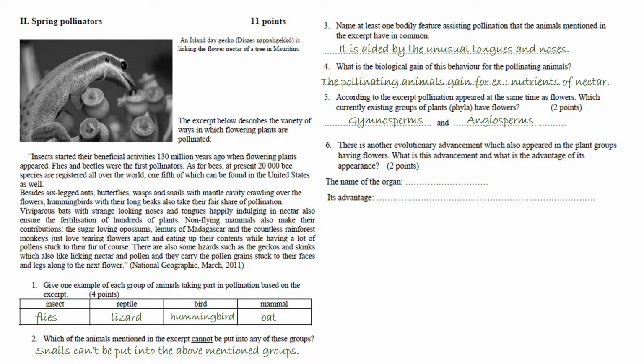There is another evolutionary advancement which also appeared in the plant groups having flowers. What is this advancement and what is the advantage of this appearance? The name of the organ is the fruit. I also added seed as the key is indicating, and its advantage, the reproduction is much more efficient, but obviously other advantageous features can be written in here.